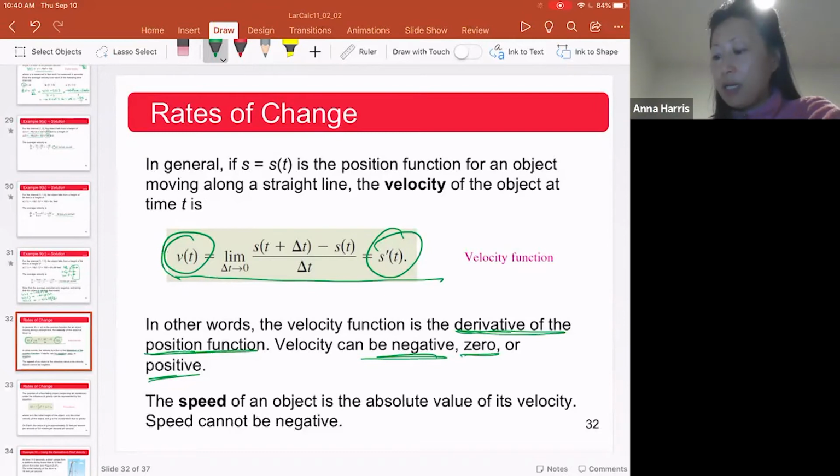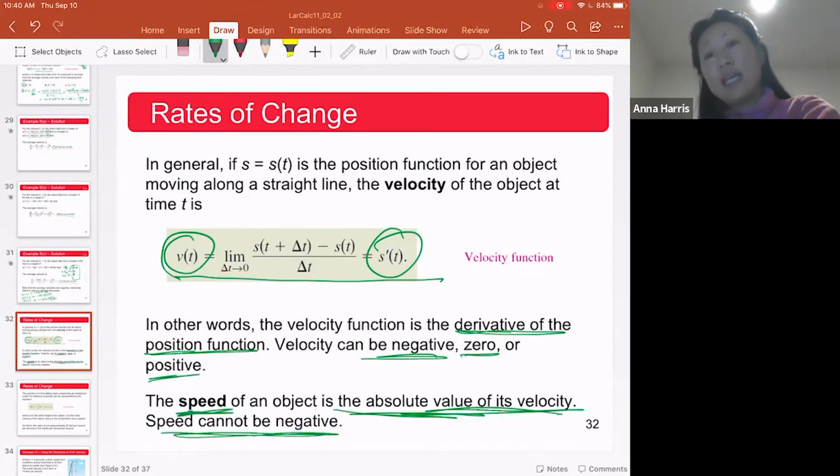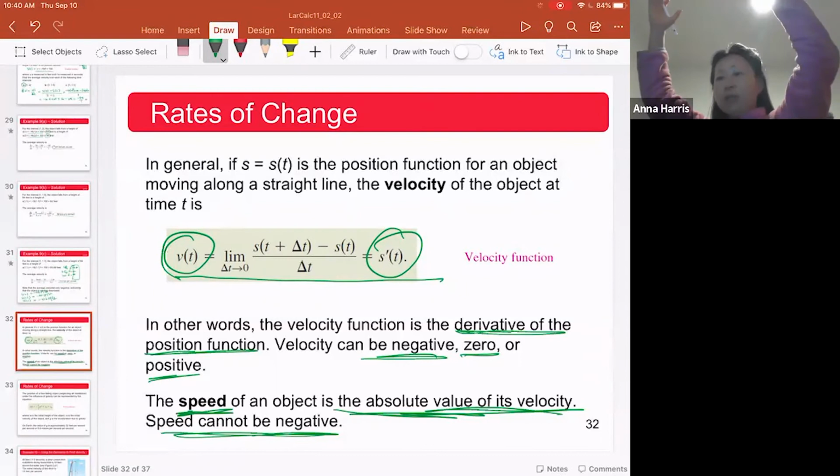But let's look at speed. The speed is the absolute value of velocity. So speed cannot be negative. Speed is different from velocity. Velocity can be negative, 0, or positive, because you can move upward, move downward, or not move at all. Speed is the absolute value of velocity, so it can only be 0 or a positive number. Just think about a speed limit. Your speed limit is like 70. Nobody says your speed limit is negative 70. It doesn't make sense. So speed is the absolute value of velocity, and you will have only 0 or a positive number.